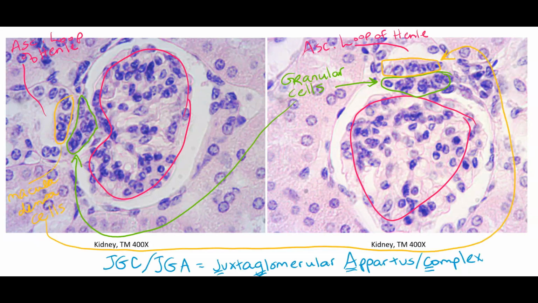The granular cells, the macula densa cells, and the extraglomerular mesangial cells, which help those two communicate, are collectively termed the juxtaglomerular apparatus or the juxtaglomerular complex.